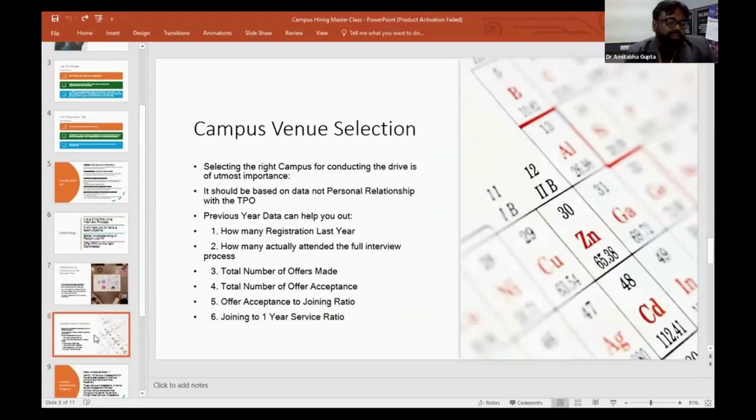Next important parameter, a tool you should be using, is called campus venue selection. If you have a track on this particular data, probably that is going to help you do that in a better way.